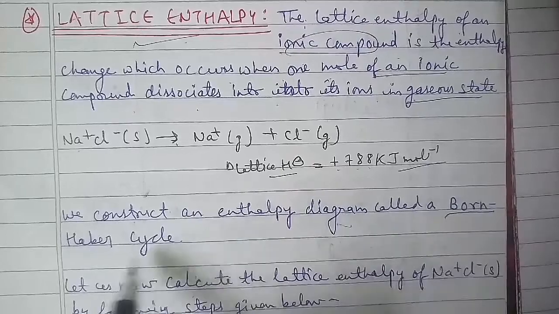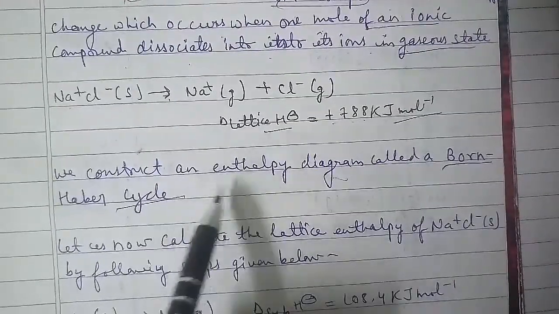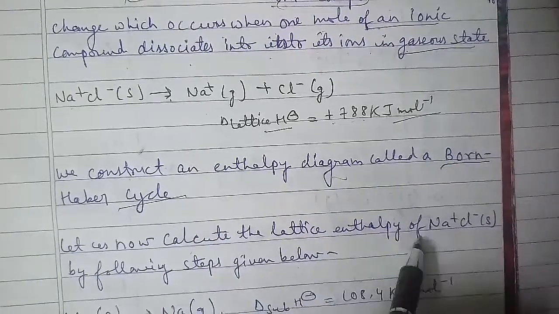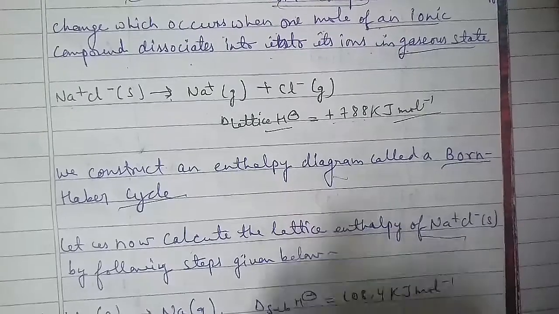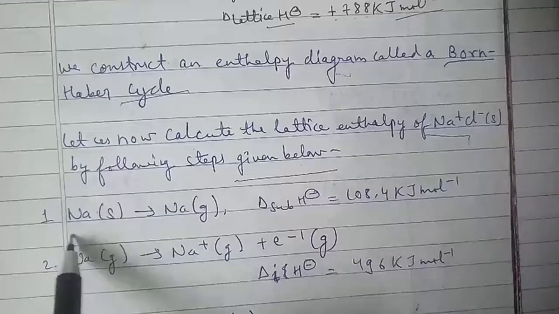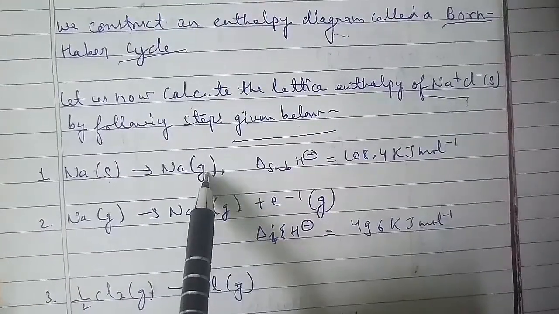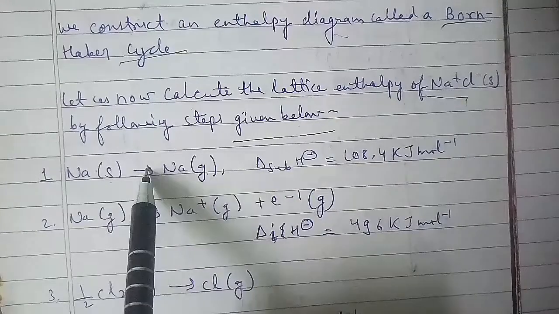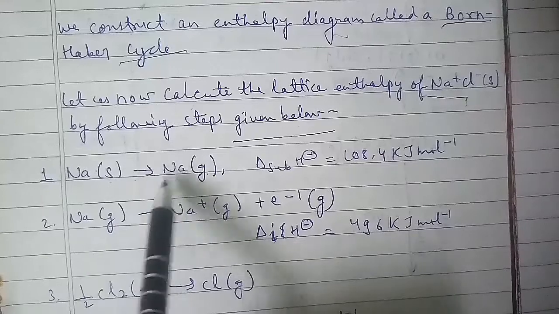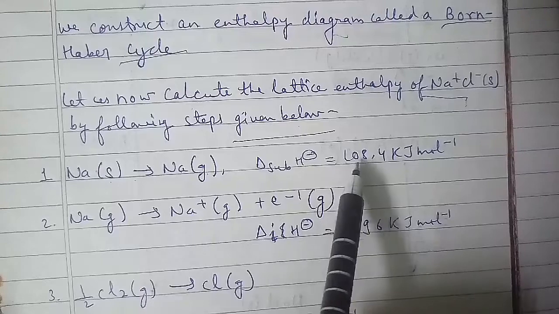For the Born-Haber cycle, let us now calculate the lattice enthalpy of Na+Cl- in the solid state, by following the steps given below. With regard to that, Na in the form of solid gives Na in the form of gas. This is the sublimation of the sodium metal, and the sublimation enthalpy that we will take is 108.4 kJ mol^-1.